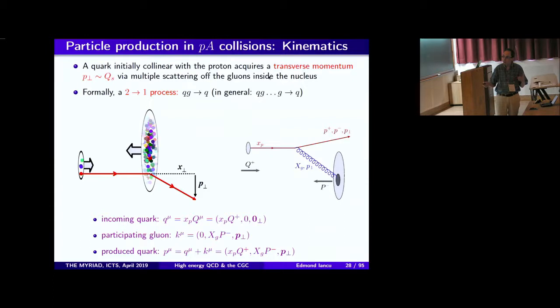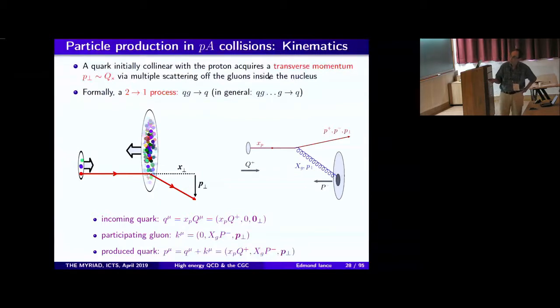And the quark from the proton scatters off this gluon distribution. It acquires a momentum of the order of the transverse momentum of the gluons, because it comes from the scattering, and then it emerges in the final state. So the particle production in this case, the quark production, is the fact that the quark from the proton acquires a transverse momentum via rescattering off the gluon distribution inside the nucleus. So we'd like to compute that rescattering.